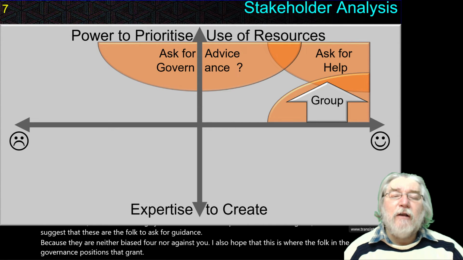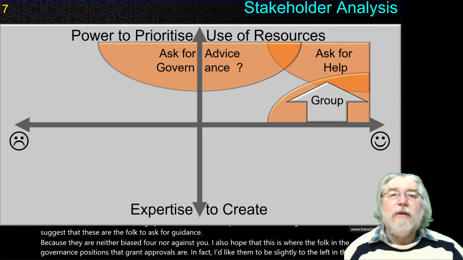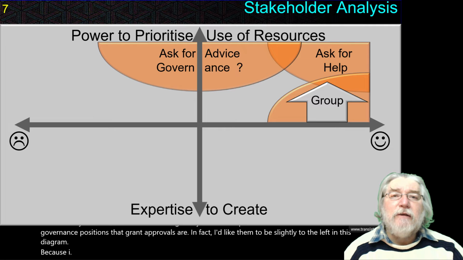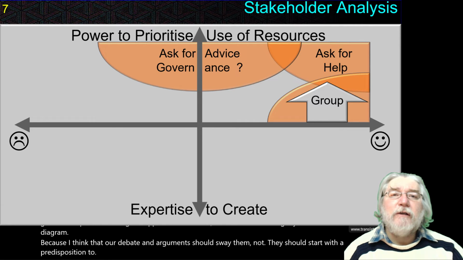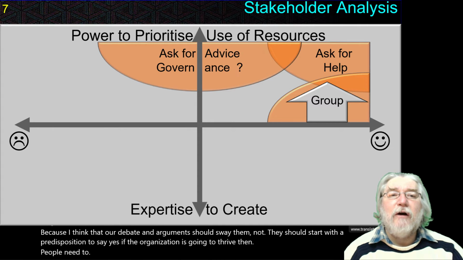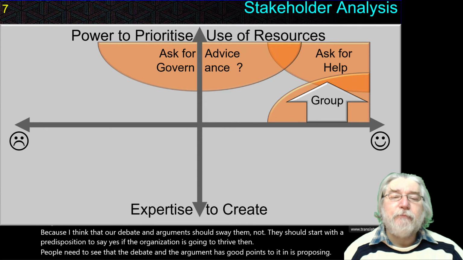In fact, I'd like them to be slightly to the left in this diagram, because I think that our debate and arguments should sway them, not they should start with a predisposition to say yes. If the organisation is going to thrive, then people need to see that the debate and the argument has good points to it and is proposing something worthwhile.